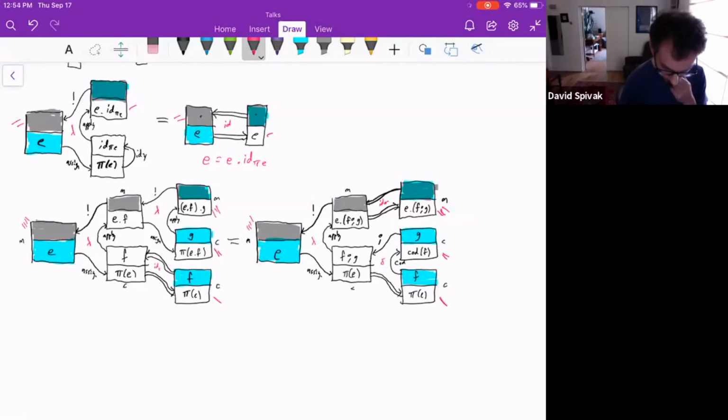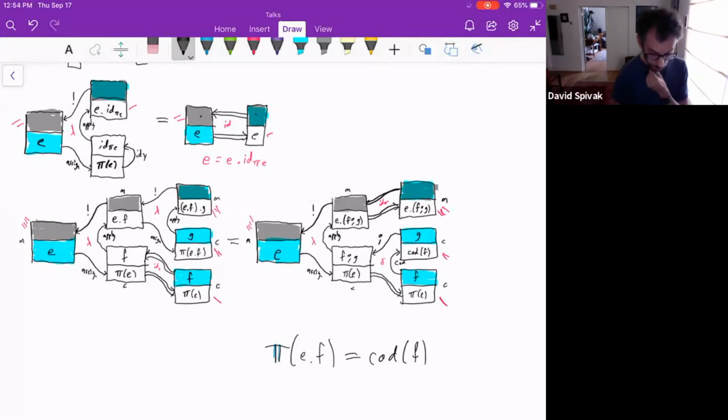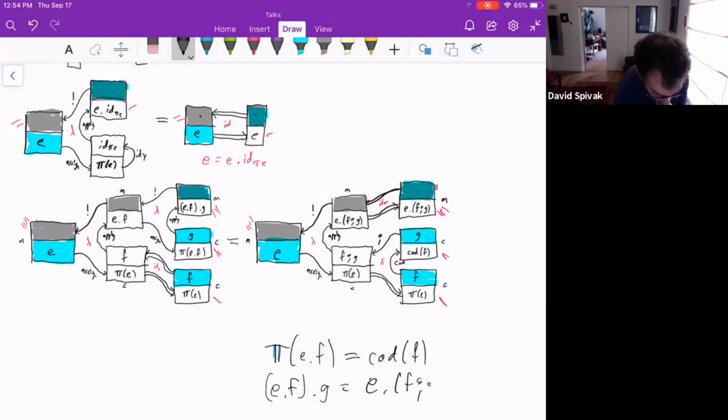So this is, of course, telling us, where is E dot F assigned? It's assigned to the codomain of F. And what is E dot F when you apply G to it? It's E of F compose G. So my point here is just to show you that this polybox notation makes these sorts of calculations very easy.